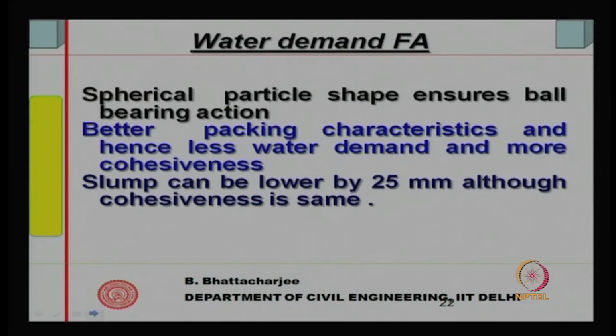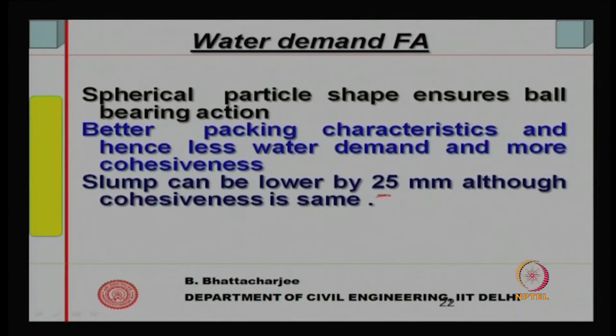If you get 100 mm slump without fly ash, that is equivalent to about 75 mm slump with fly ash. The cohesion is similar, the consistency would be similar, workability, that is your effort for compaction, would be similar. However, the slump can be slightly less, because they are a little bit sticky. So, as a result, it has been observed that slump can be lower, although cohesiveness is the same.